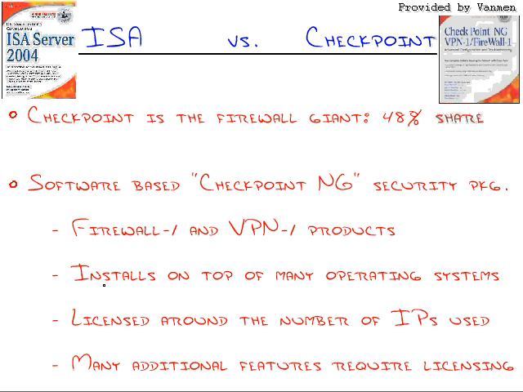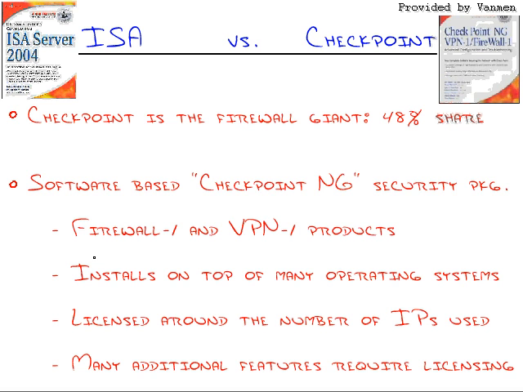Now, this is a software-based firewall, and it installs on top of many operating systems. It can run on Windows NT, Windows 2000, Linux, Solaris. Nokia has their own little proprietary Unix operating system; it can run on top of that. It runs on IBM AIX. That's an advantage of Checkpoint. It installs on any operating system. ISA Server only installs on Microsoft Windows 2000 or Windows 2003.